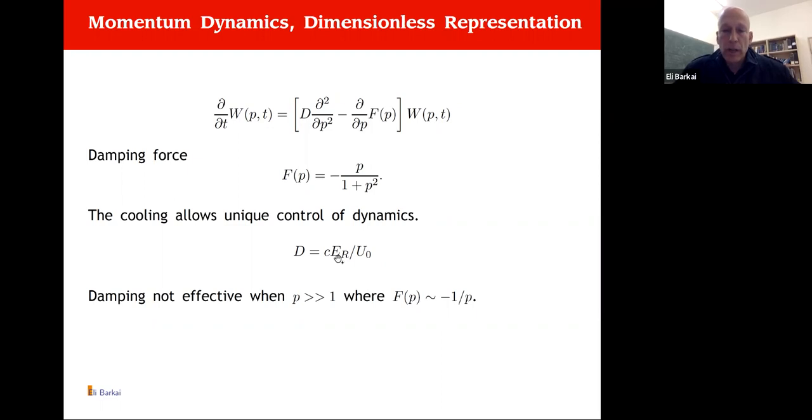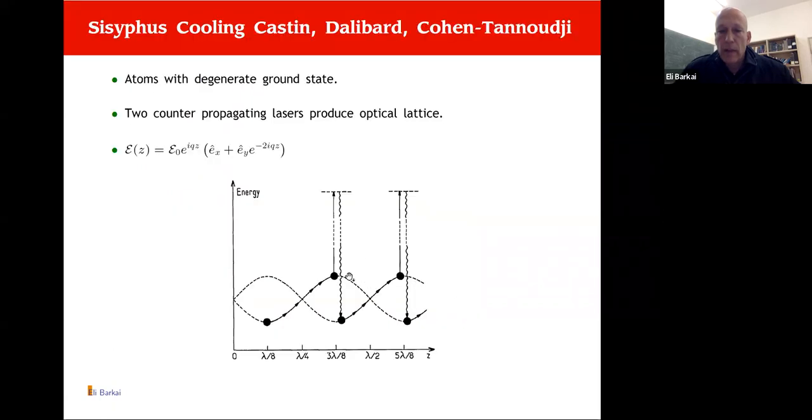The recoil energy is: after you emit a photon, how much does the atom recoil? What is the energy based on the emission of a photon? It's a well-known quantity in physics. And U0 is the height, sorry, this height, this U0 is this thing.